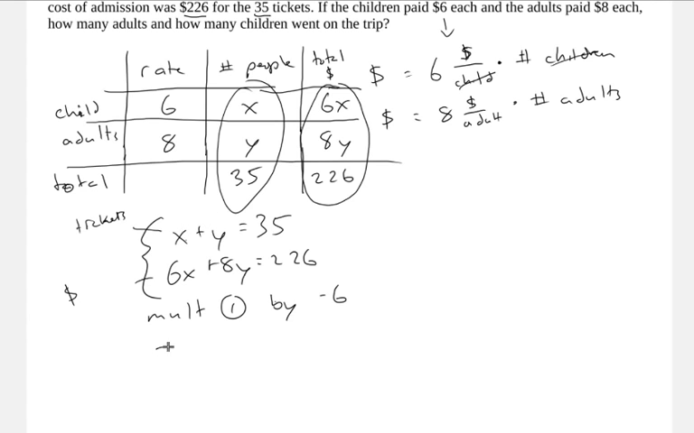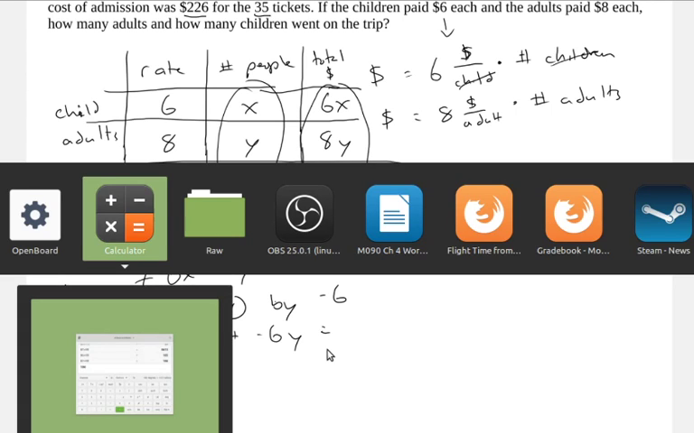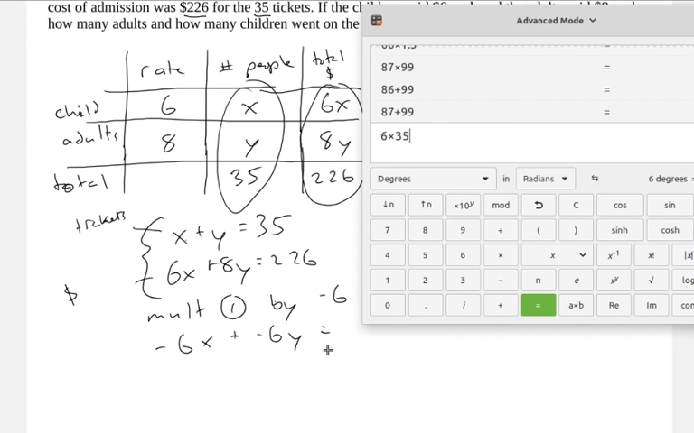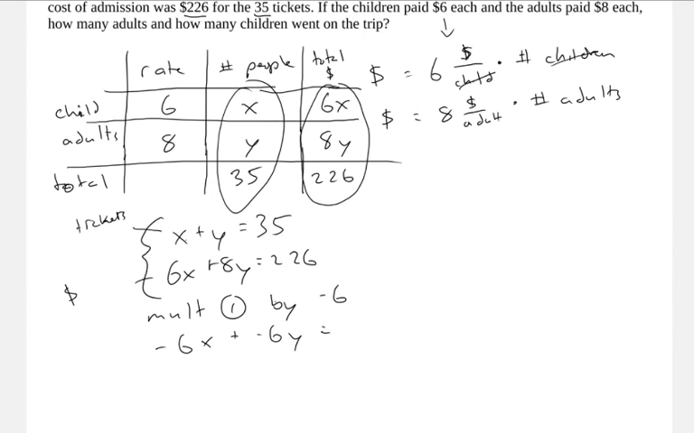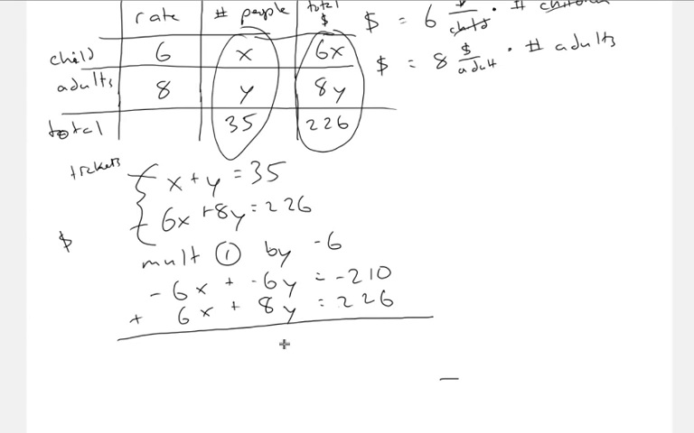But I can't stop there. I have to do it to the entire first equation. So I get negative 6x plus negative 6y equals, well, 35 times negative 6 gives me 210. But that's negative, so I should include that. So my first equation becomes negative 6x plus negative 6y equals negative 210. I didn't modify my second equation, so I'll just copy it down. And now I can add these two equations vertically. It's important when I'm adding them vertically that they're both in standard form, or at the very least that my equal signs line up. That's the bare minimum that needs to happen there.